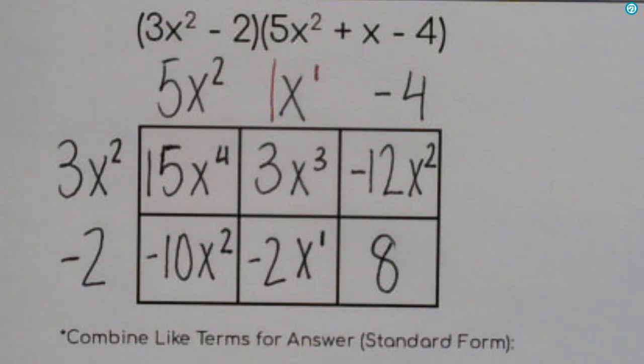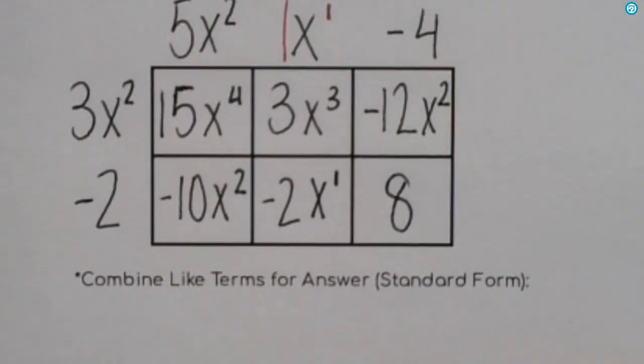Okay, so how we fill out the boxes is the exact same. We're still multiplying our coefficients, adding our exponents. Okay, the last thing that we need to do in this problem is we need to combine like terms and write our answer in standard form.